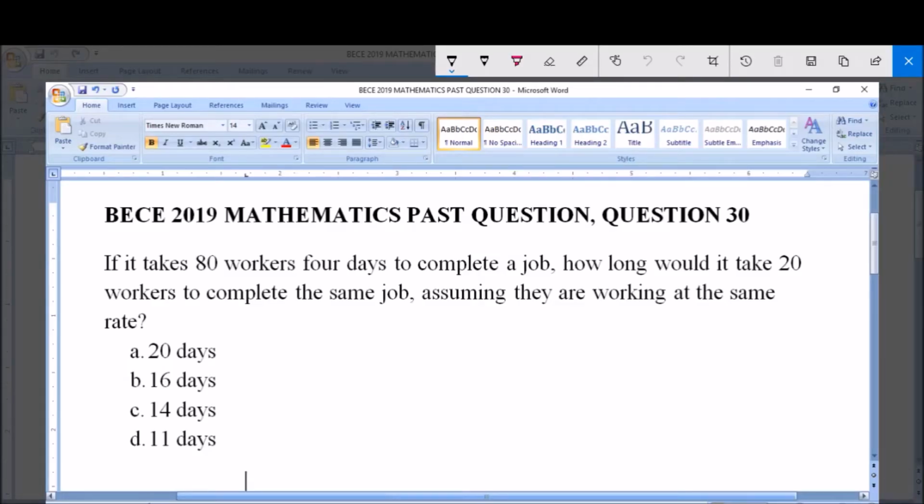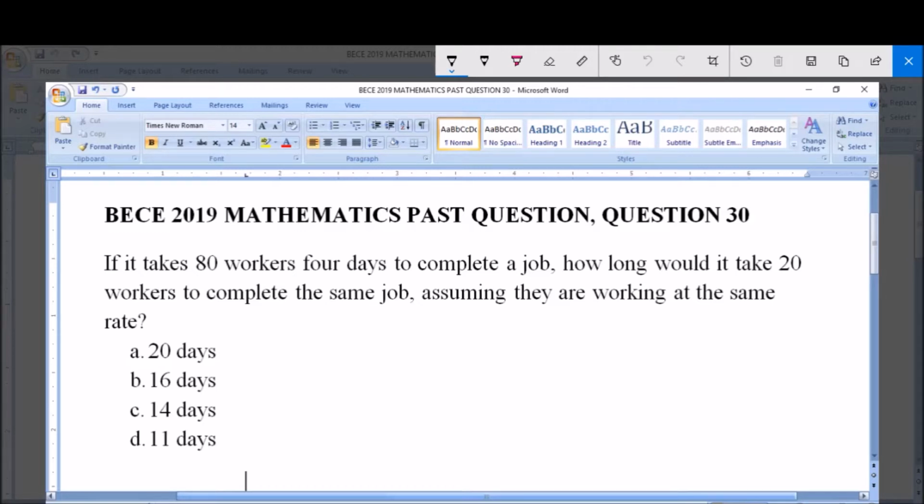Today we're going to be looking at BECE 2019 Mathematics Past question 30. If it takes 80 workers 4 days to complete a job, how long would it take 20 workers to complete the same job, assuming they are working at the same rate? A. 20 days, B. 16 days, C. 14 days, and D. 11 days.